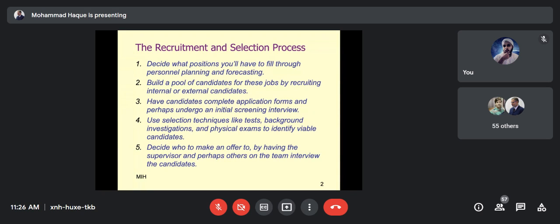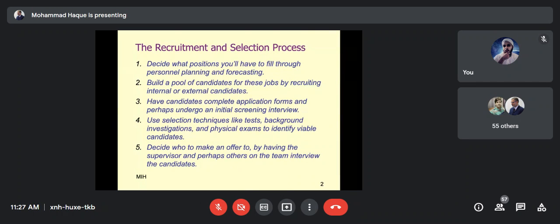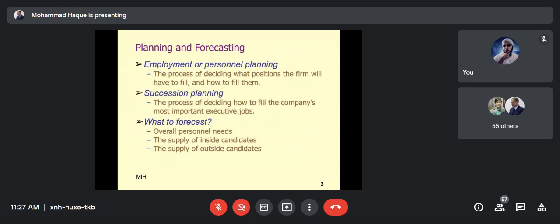Now, once the forms have been filled up, depending on the number of applicants, we will use selection techniques like tests, background investigations, physical examinations to identify viable candidates, suitable candidates for the organization. And fifth is to decide who to make an offer to, by having the supervisor and perhaps others in the team interview the candidate. This is what basically happens.